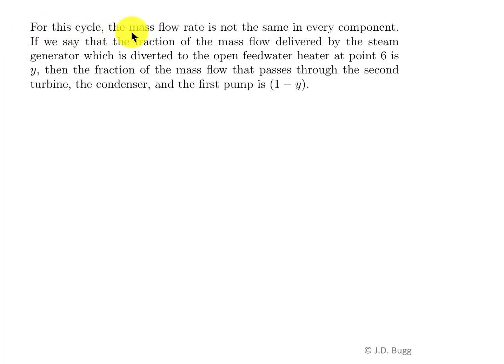So for this cycle, the mass flow rate is not the same in every component, and that's what we've just been discussing. If we say the fraction of the mass flow delivered by the steam generator, which is diverted to the open feedwater heater at point 6, is y, so that's our extraction fraction, then the mass fraction that passes through the second turbine, the condenser, and the first pump is 1 minus y. So if y turns the corner to head towards the feedwater heater, 1 minus y continues on to those components. So we have a reduced flow rate in the second turbine and the first pump.